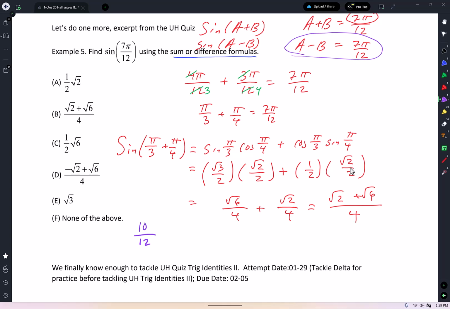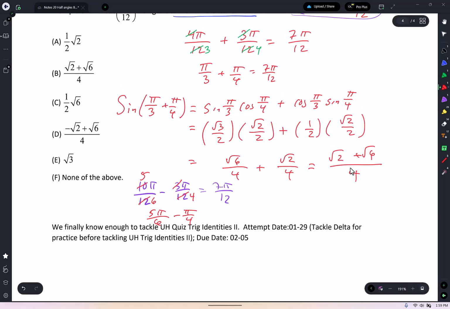10 pi minus 3 pi. And notice 10 pi minus 3 pi, that's 7 pi over 12, right? So check it out. 10 pi over 12 reduces: 2 goes into 10 5 times, and 3 goes into 12 4 times. So this is the same thing as 5 pi over 6 minus pi over 4. Yes or no? Now check it out. Don't worry, you don't have to write this down. I just want you guys to see it. Sine of 5 pi over 6 minus pi over 4. Would I have gotten the same answer?